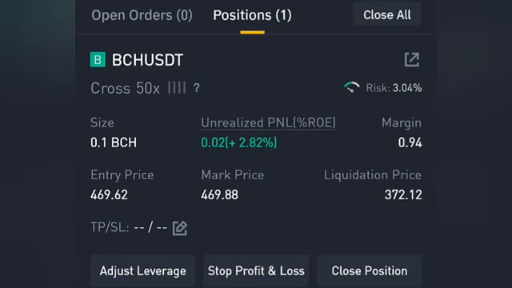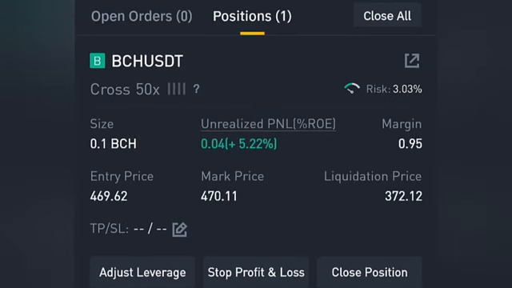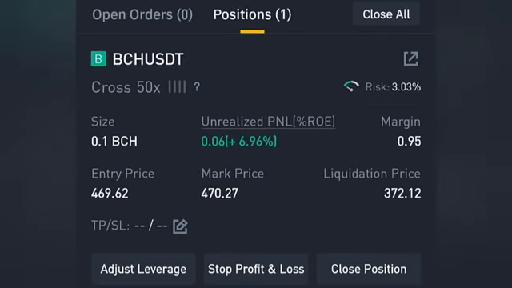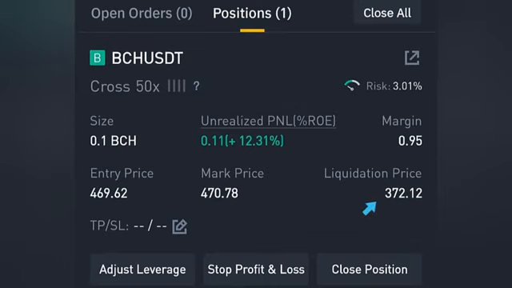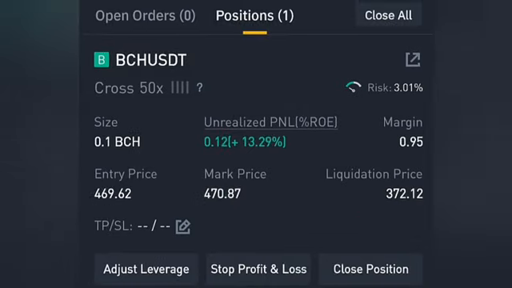The market price is the current price of the asset. The current price is around 469.77. The market hasn't even moved like that, but the return on equity is already up because I am using leverage. Right now I am on 50x leverage. If you look at my liquidation price, it is around 372.12. If the price of Bitcoin Cash goes down to 372.12, I would lose my money. I would lose everything.